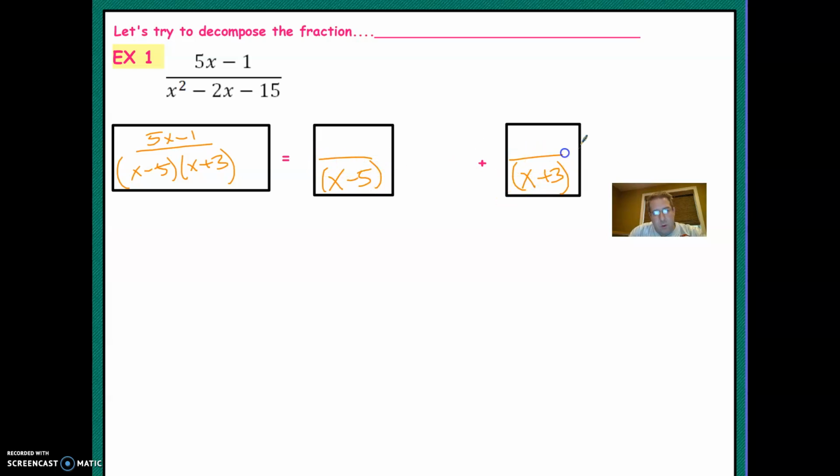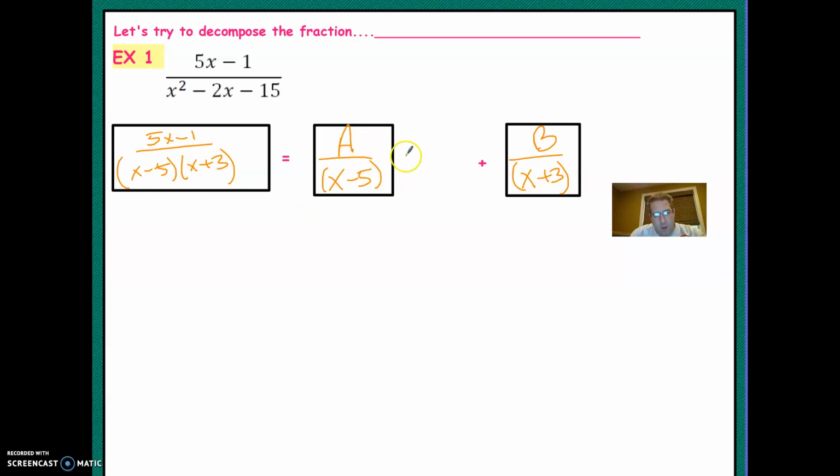Now, I don't know what the numerators are going to be, so I'm just going to use letters to represent that unknown number. So I'm going to use A for here and B for here. We don't know what these two numbers are. That's the whole point of this. We want to figure out what A and B are, so that what was the problem? What plus what equals this answer.